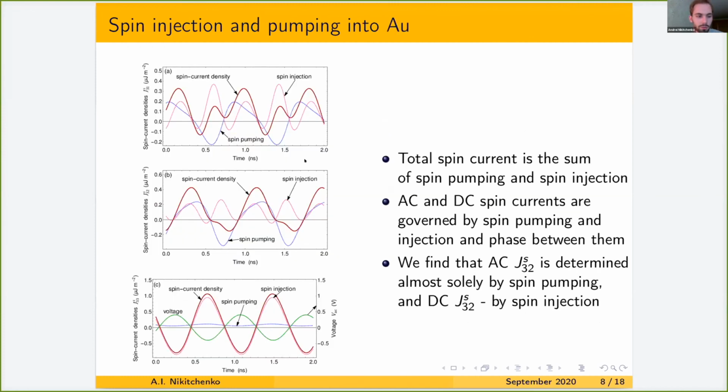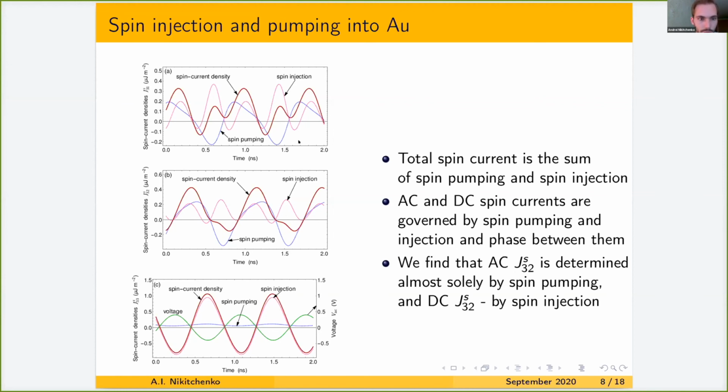And we start by plotting the temporal dependencies of all 3 components of spin current entering gold, which consists of spin pumping, spin injection, and the total resultant spin current density. We propose to characterize the spin current density by its AC and DC components, and note that there is a significant phase shift between spin pumping and spin injection. So AC and DC components of the resultant spin current are not necessarily equal to the sum of AC and DC components of spin injection and pumping.